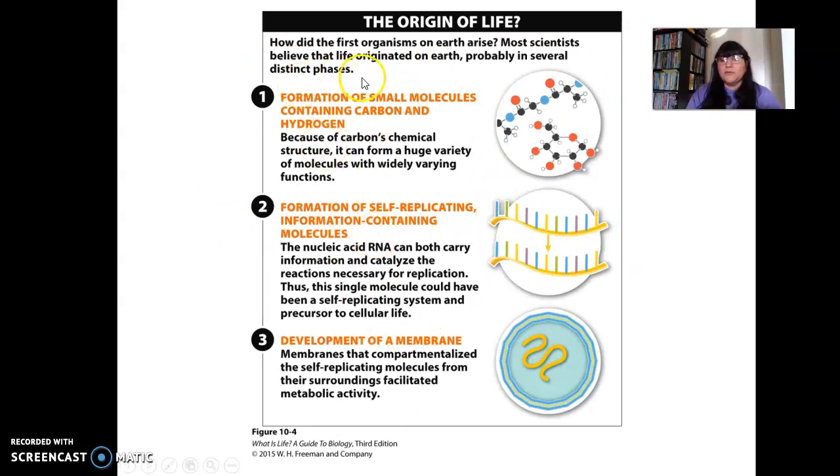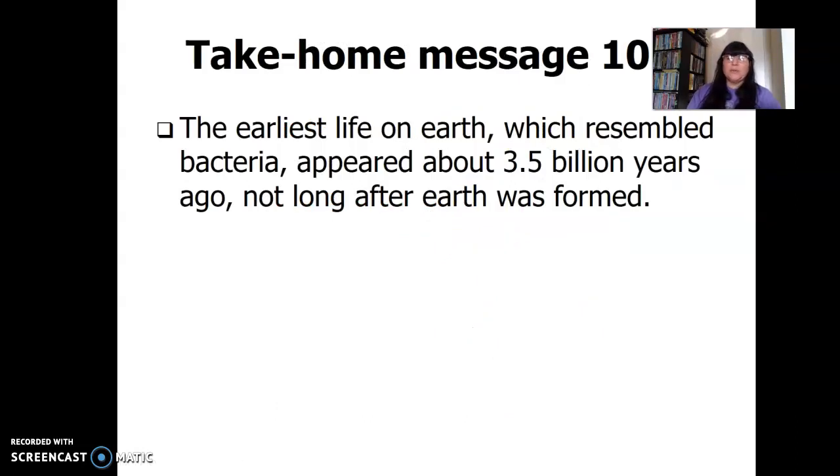Okay, how did the first organisms on Earth survive? Most scientists believe that life originated on Earth, probably in several phases. So we had to have the molecules first, right? Here's the sugars, DNA, had to have that first. Then had to have self-replicating molecules, so RNA, making RNA, and then had to have a membrane, okay? So had to have these things. So earliest life on Earth resembled bacteria about 3.5 billion years ago.